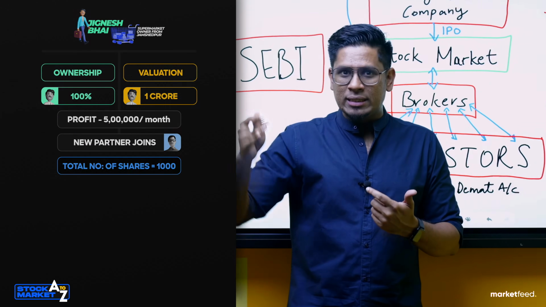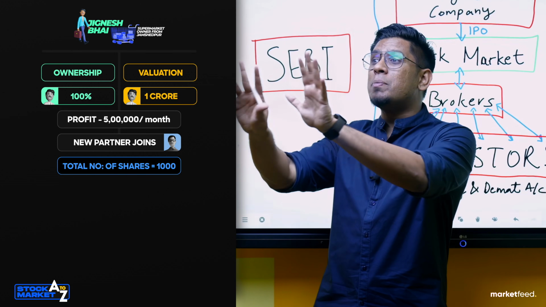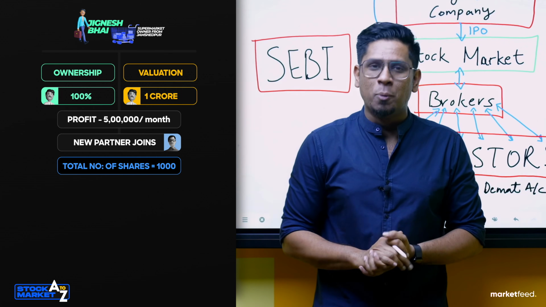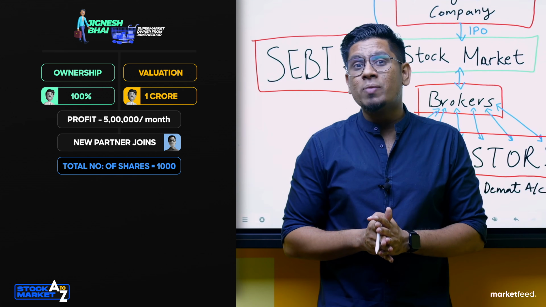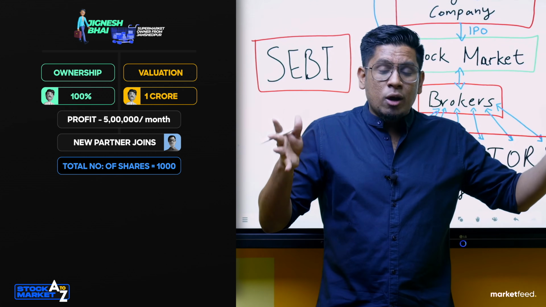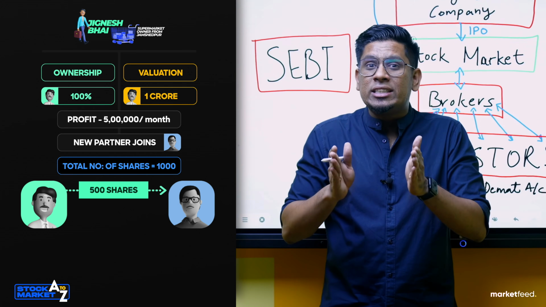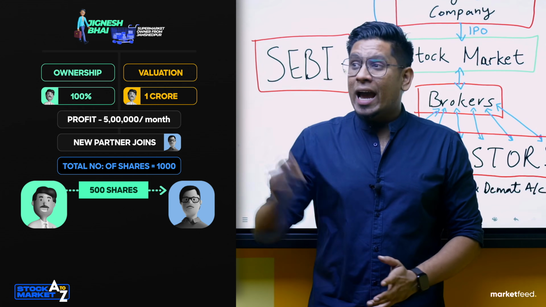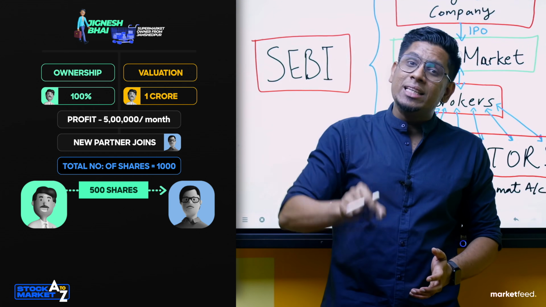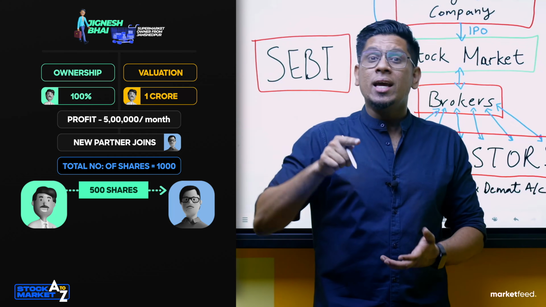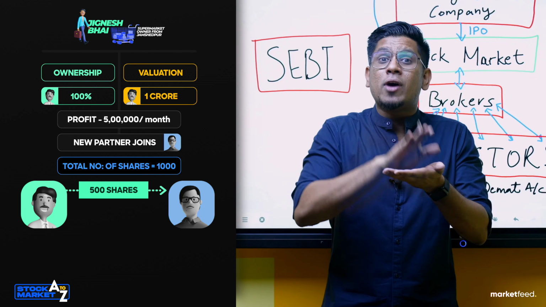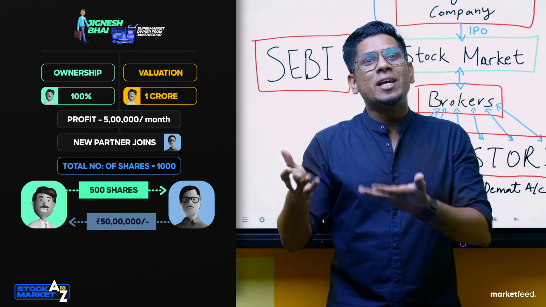Now this new person has come. Jignesh Bhai wants to give 50% of his business to this new person. What can Jignesh Bhai do? He can now give, out of the 1000 shares available, 500 shares to this new person. And how can this new person buy these 500 shares? By paying the value of the 500 shares. So 500 into 10,000, which is 50 lakh rupees, right?